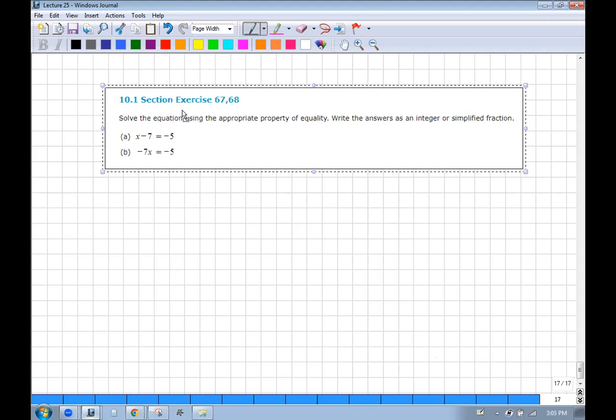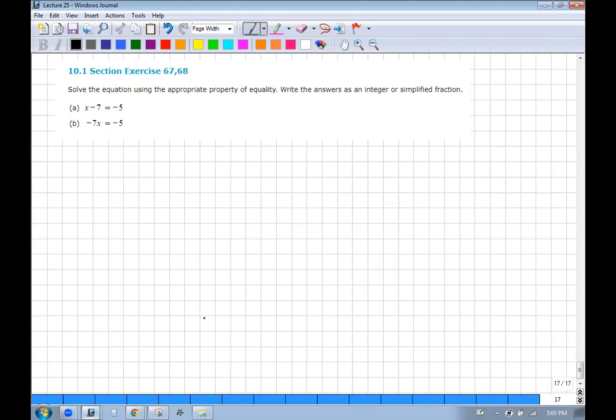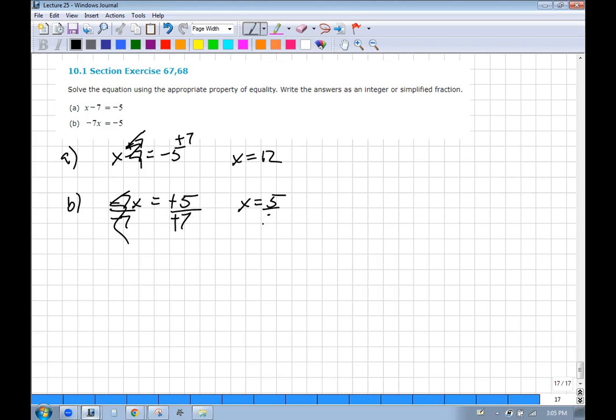Let's do solve the equation. All right, there's 2 of them here. So for A, x minus 7 equals minus 5. I need to get the x by itself. I'm going to get rid of this 7. So x is 12. B, I have to get rid of this minus 7. I'll divide both sides by a minus 7. That goes away. Those would cancel. X is 5/7. You want to be able to just look at this and go, I need to move this down here. You should be able to look at that and write down x is 5/7.